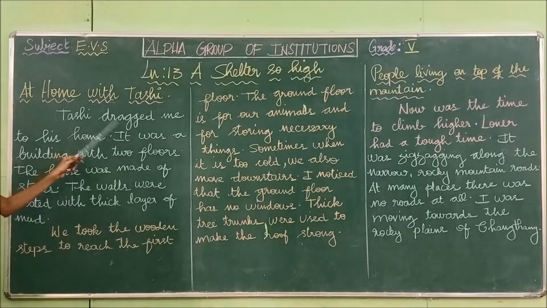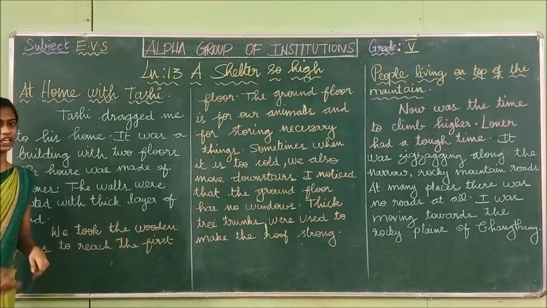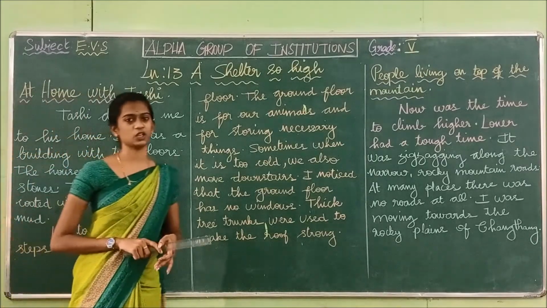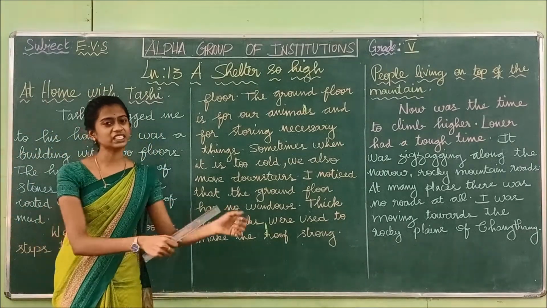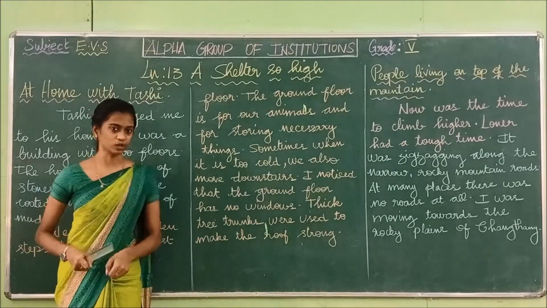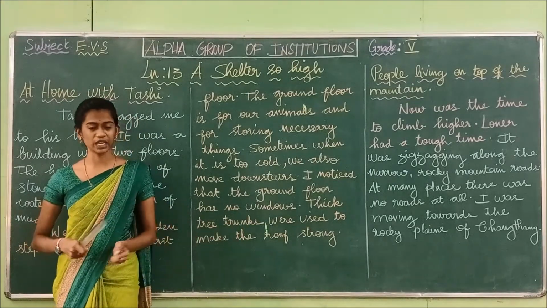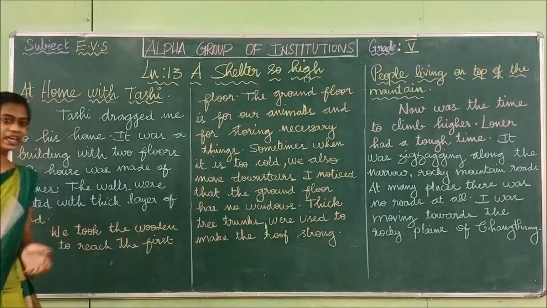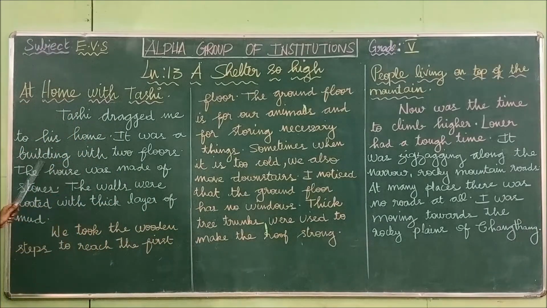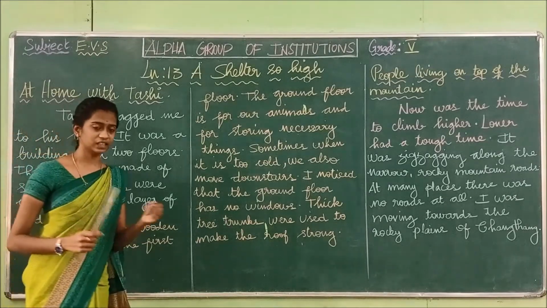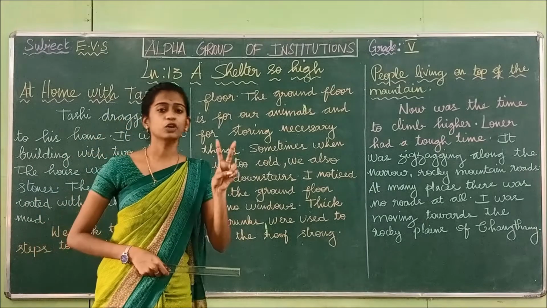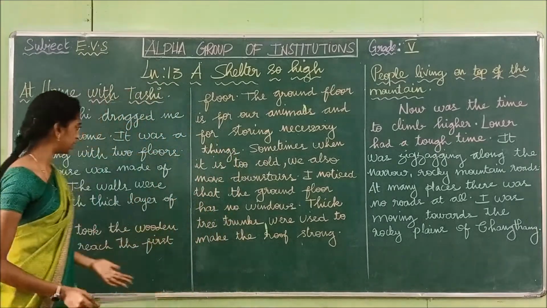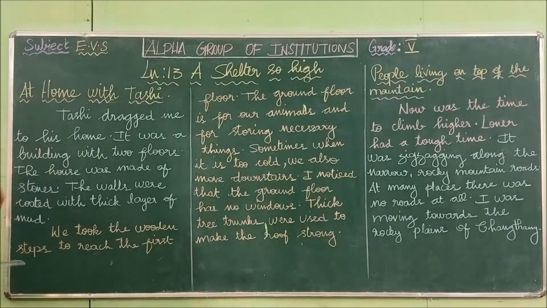Okay. Tashi dragged me to his home. So this boy Tashi, what is he doing? He is dragging Gaurav to his home. So dragging means pulling. Tashi is pulling Gaurav to his home. It was a building with 2 floors. So the house which Tashi is staying in has 2 floors. Okay, it's a huge building which has 2 floors.